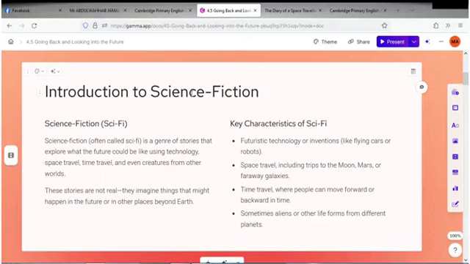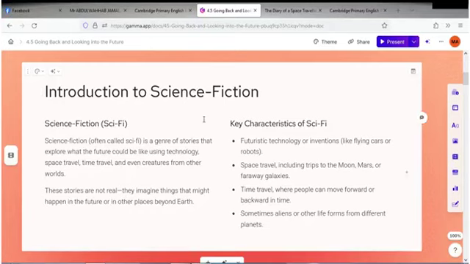These stories are not real. They imagine things that might happen in the future theoretically, but today it is impossible practically. In other places beyond Earth, anything we can have an idea about, but it is impossible to be done at this time.